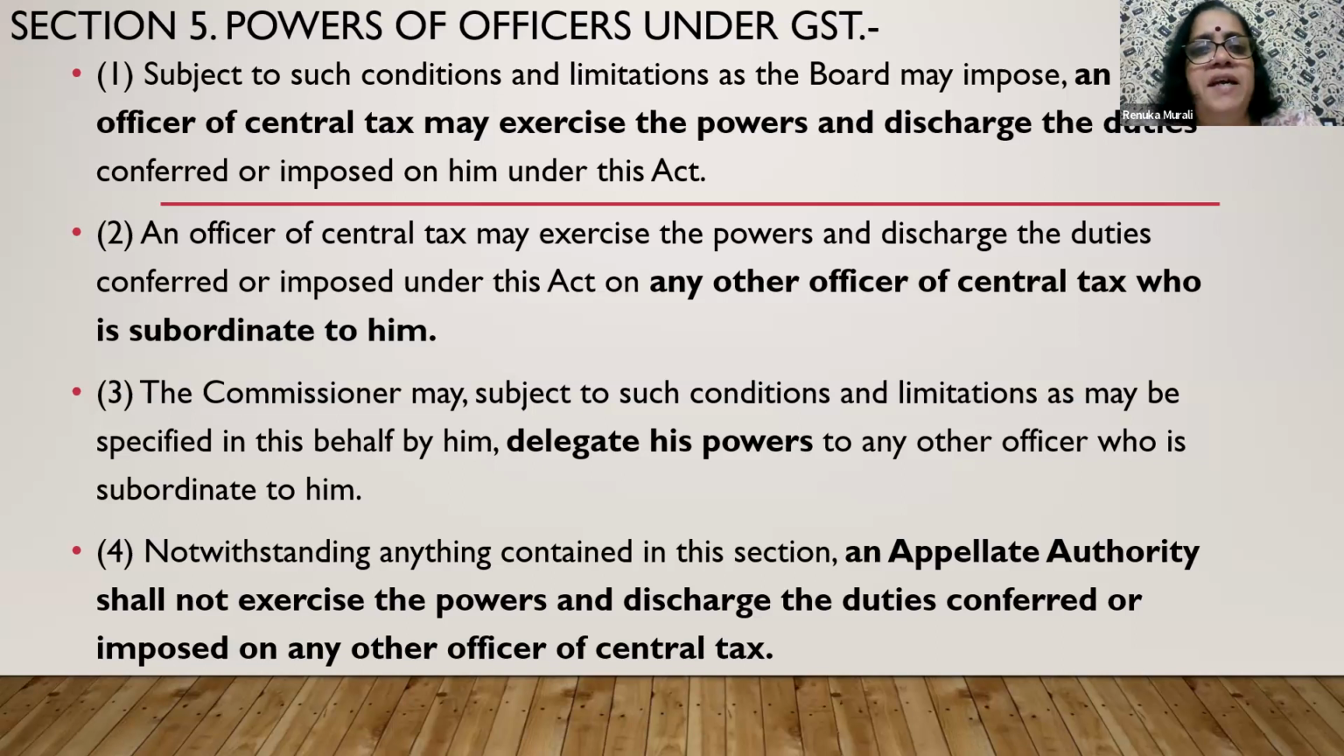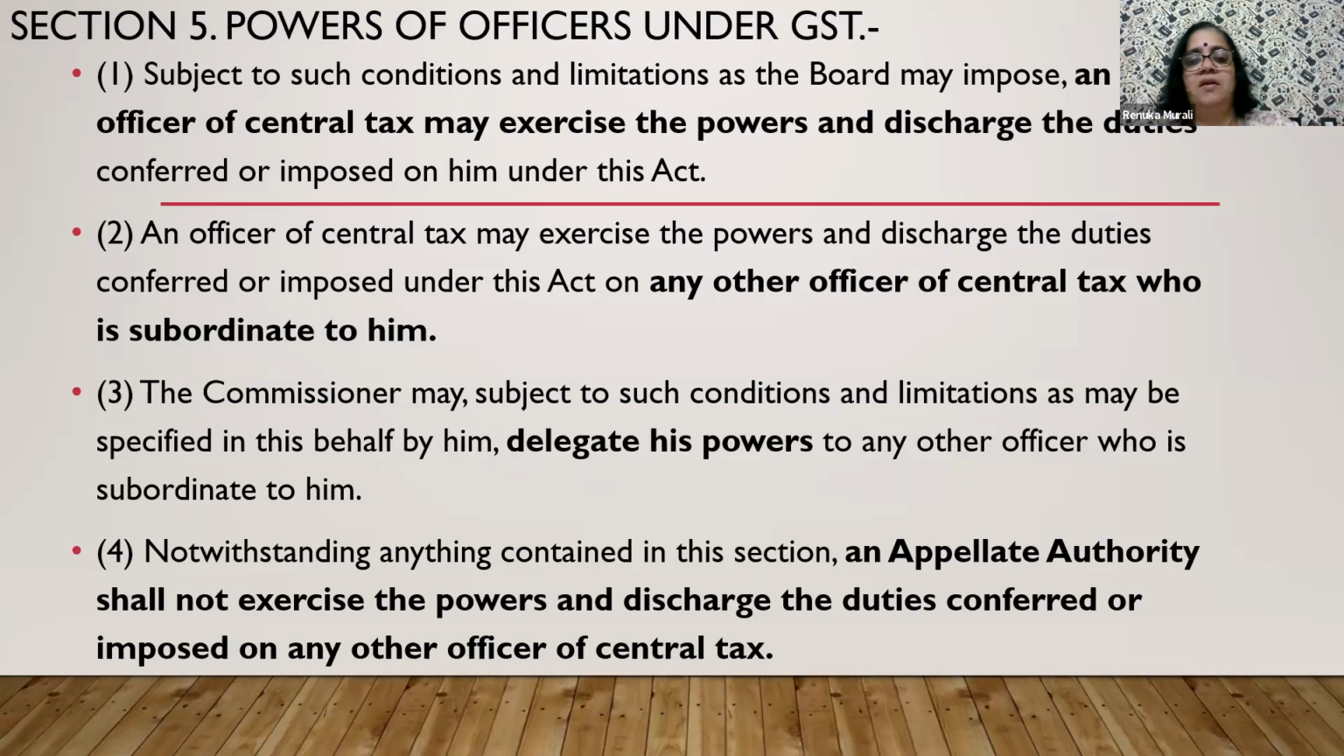So that way, section 5 gives powers of officers under GST. It's a very simple section. It has just four subsections, which I have highlighted here. An officer of central tax may exercise the powers and discharge the duties, and it goes without saying that we have a similar section with respect to all the state taxes and the UT/GST Acts also. The first part is the power to exercise the powers and discharge the duties. The second is somebody subordinating him. The third is delegation of powers.